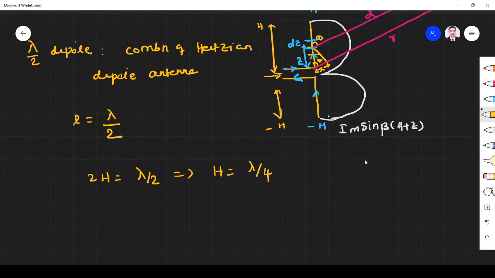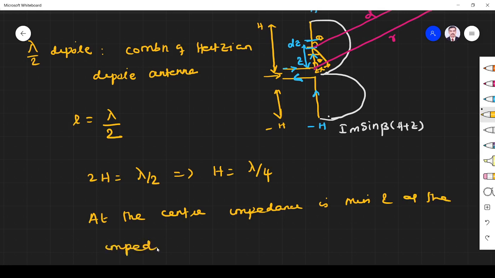We find the individual radiations and add them, and that gives the total radiation. So the length is lambda by 2, h is equal to lambda by 4, and the antenna is excited at the center. That is very important. At the center the impedance is minimum, and at the tip of the antenna the impedance is maximum. Here Z minimum, there Z max.